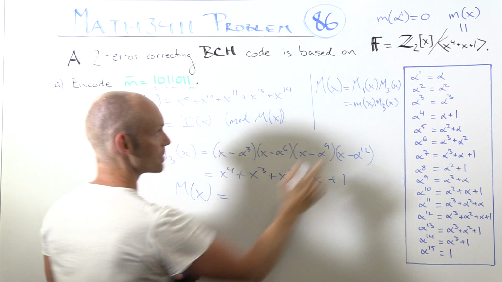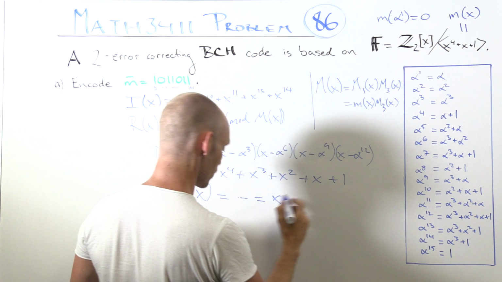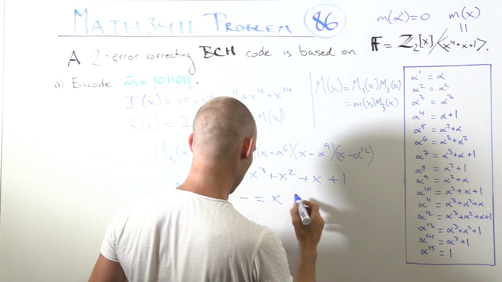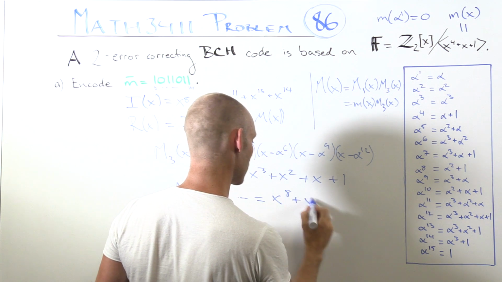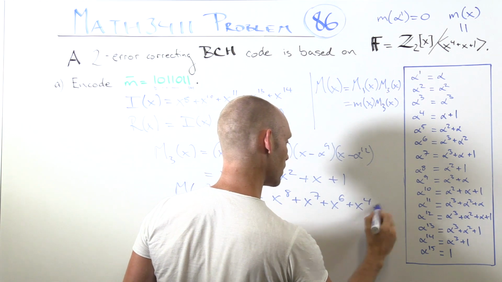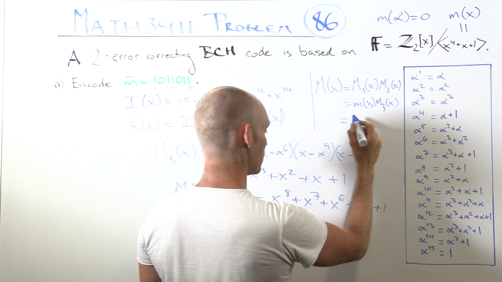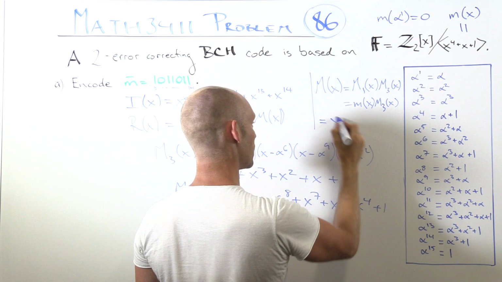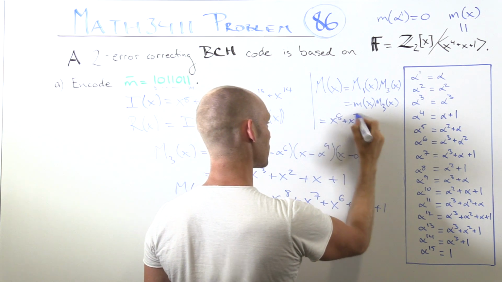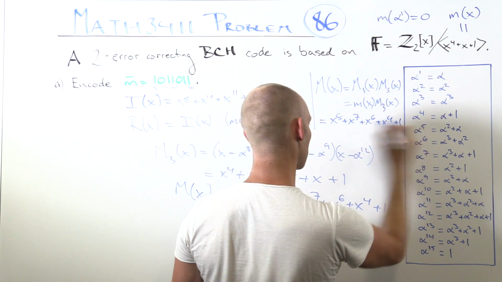So take that polynomial, multiply it onto this polynomial, and let's not do it in detail, just let's have a look at the answer, which is x to the power of 8, x to the power of 7, x to the power of 6, x to the power of 4, and 1, and we're done. So let's just write this here. X to the power of 8, x to the power of 7, x to the power of 6, x to the power of 4, and 1.